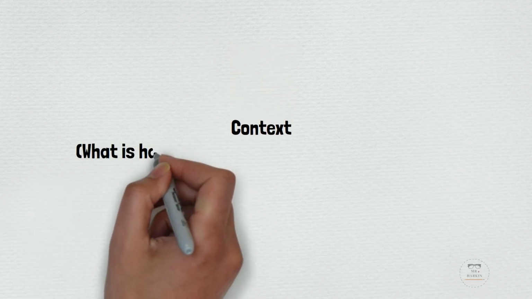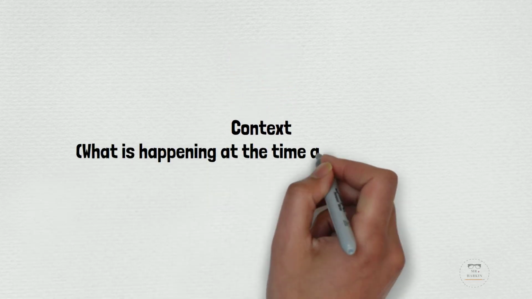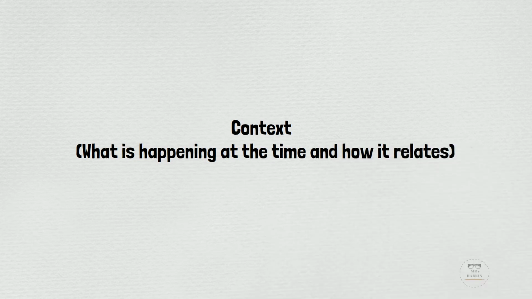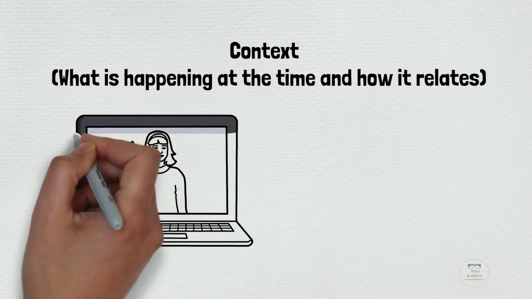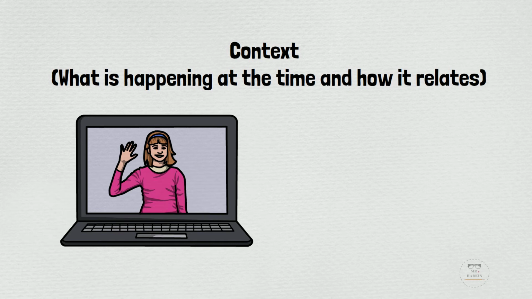Context is what's happening at the time and how it relates to what you are writing about. So, an example of this would be in 2020, Microsoft Teams saw a 60% increase in use of its services, which sounds great for Microsoft Teams. But now let's put it into context.